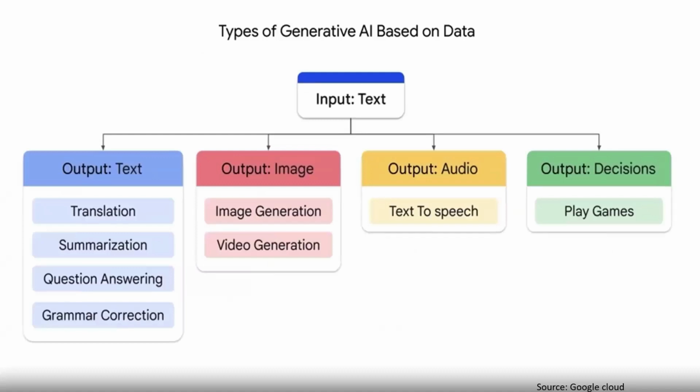Types of generative AI based on data. When the input is text, the output could be text, which could be translation, summarization, question answering, or grammar correction. When the output is an image, it could be image generation or video generation. When the output is audio, it could be text to speech. And when the output is decisions, it could mean playing games.